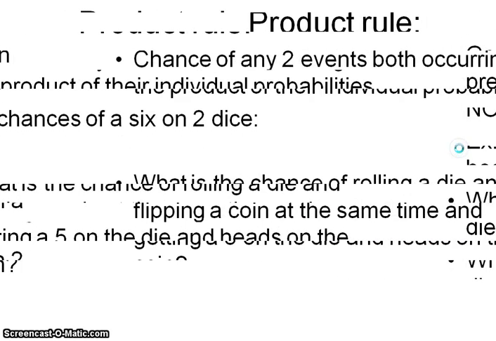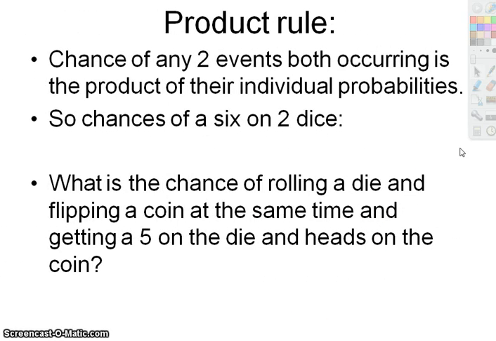So the rule that I want you to use, and this rule is actually on the formula sheet that you can use on the AP exam, is called the product rule, and it basically says that the chance of any 2 events both happening are their individual chances multiplied together. So the correct answer to that other question is 1 out of 36.